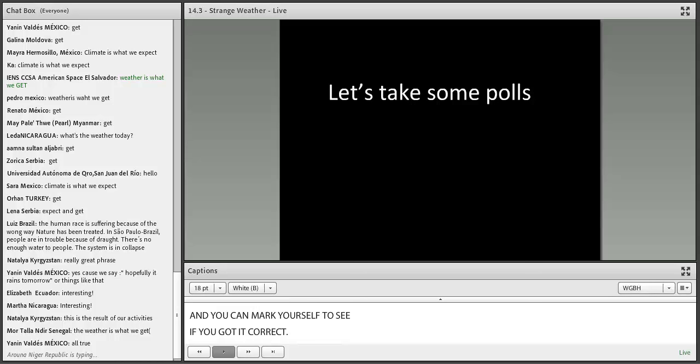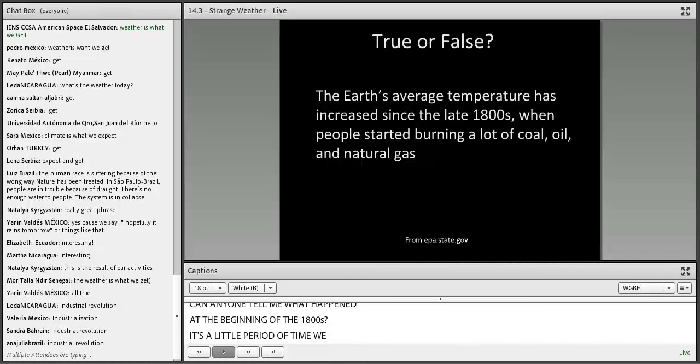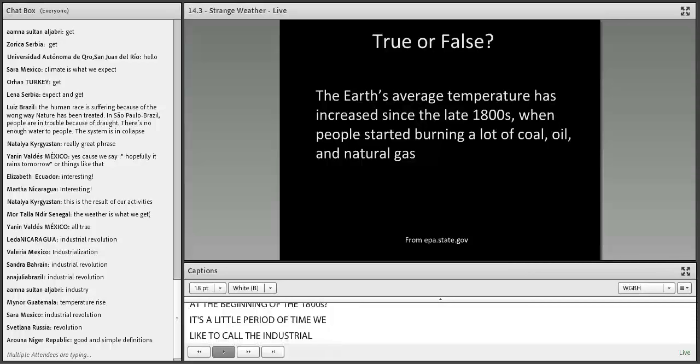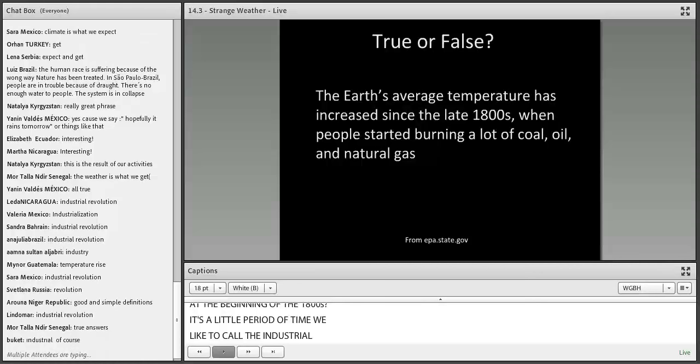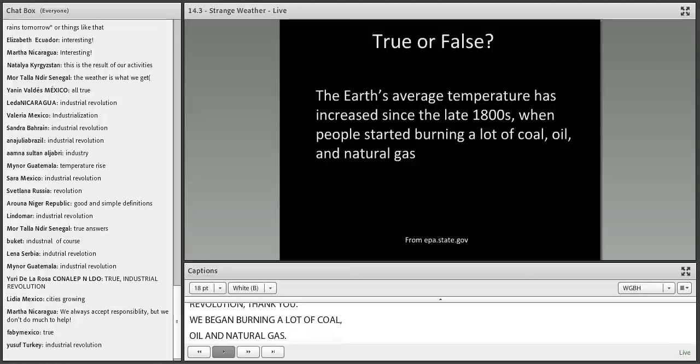Can anyone tell me what happened at the beginning of the 1800s? It's a little period of time we like to call the Industrial Revolution. Thank you, Lida from Nicaragua, followed by Valeria and Sandra from Bahrain. Yeah. So we began burning a lot of coal, oil, and natural gas. So yes, the average temperature of the planet has increased. Only a tiny bit, but that upsets the delicate balance.